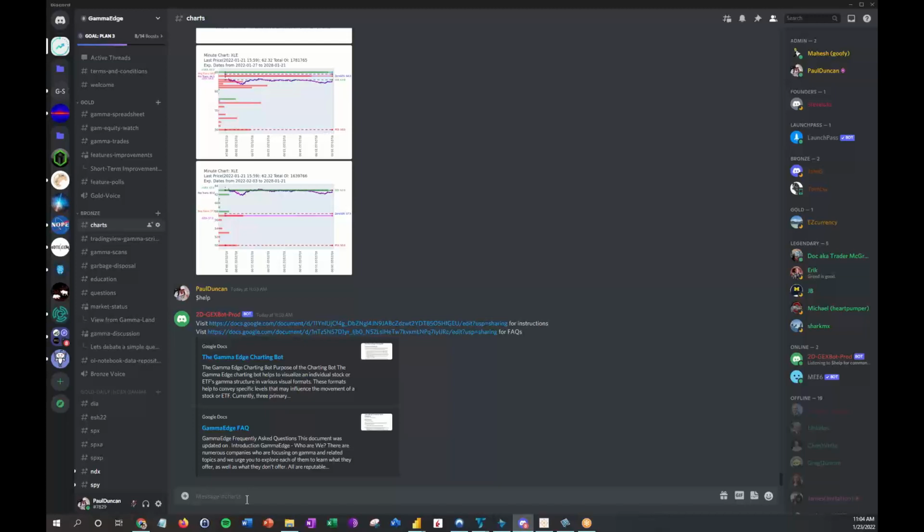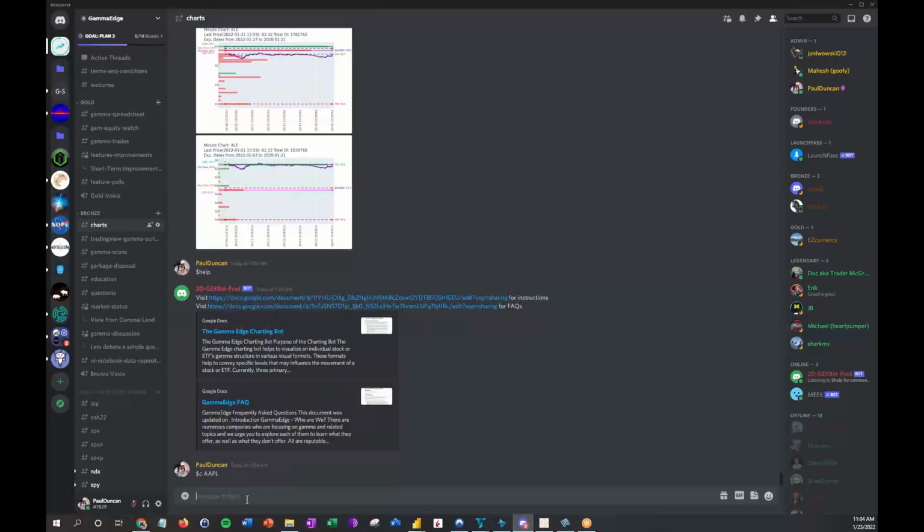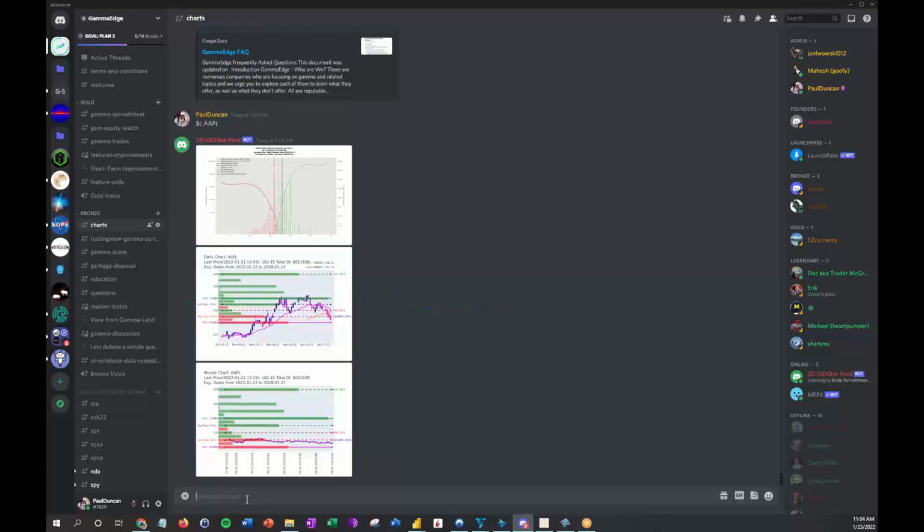One of the first commands that you'll run when you join is the just basic charting command, which starts with a $C. And if we were to run Apple, for instance, it literally is $C and then a space and then the ticker symbol. And you can see that three charts come up in that particular case.